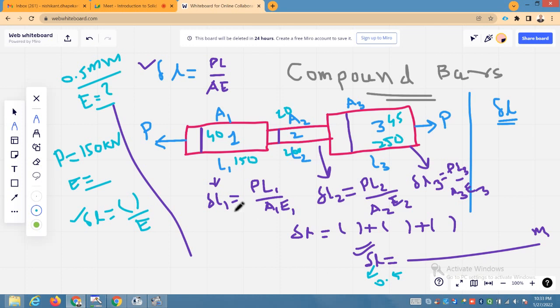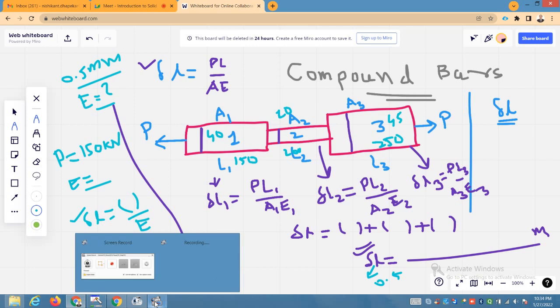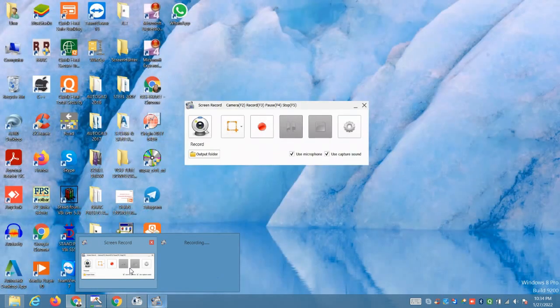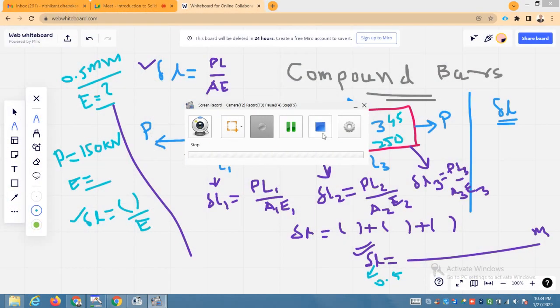So in compound bars, students, these are the 2-3 variations which you have to deal with. Is this clear to all of you? So I think the concept of calculation of change in length in compound bars is clear to all of you. Thank you. Thank you very much.